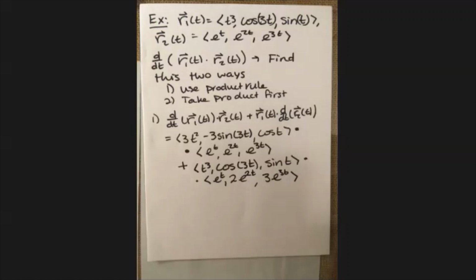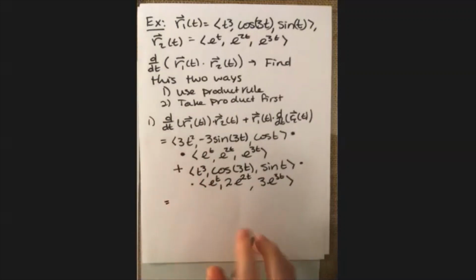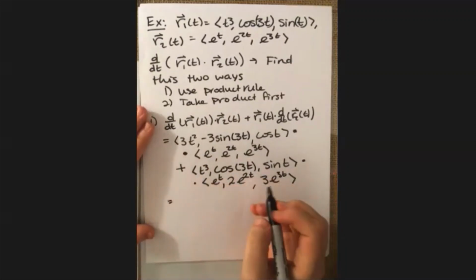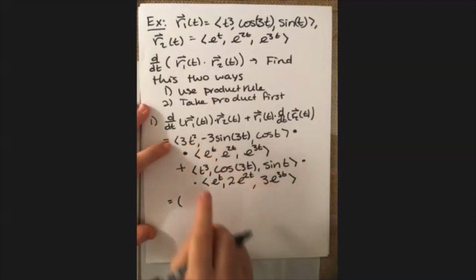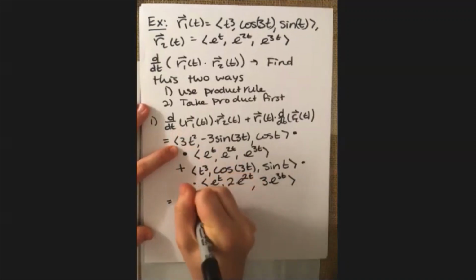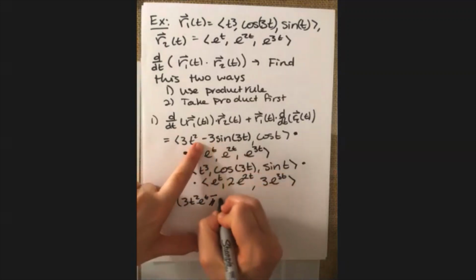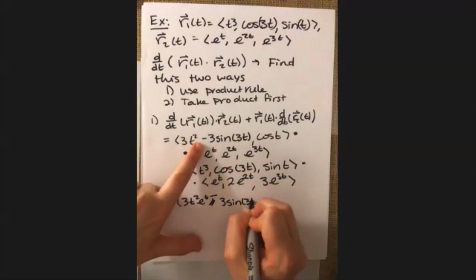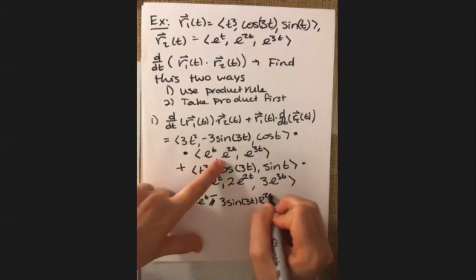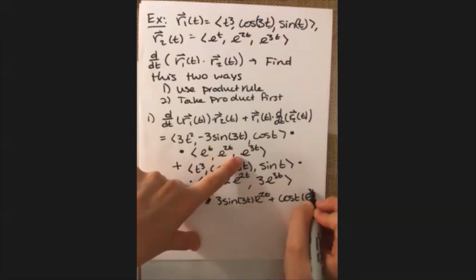If you go through and take all of these dot products here, what you're going to wind up with as your final result is the dot product of these two guys right here. You're going to get 3t squared e to the t plus, and I guess that actually winds up being minus, because you're going to have minus 3 sine of 3t e to the 2t, and then plus cosine of t times e to the 3t.